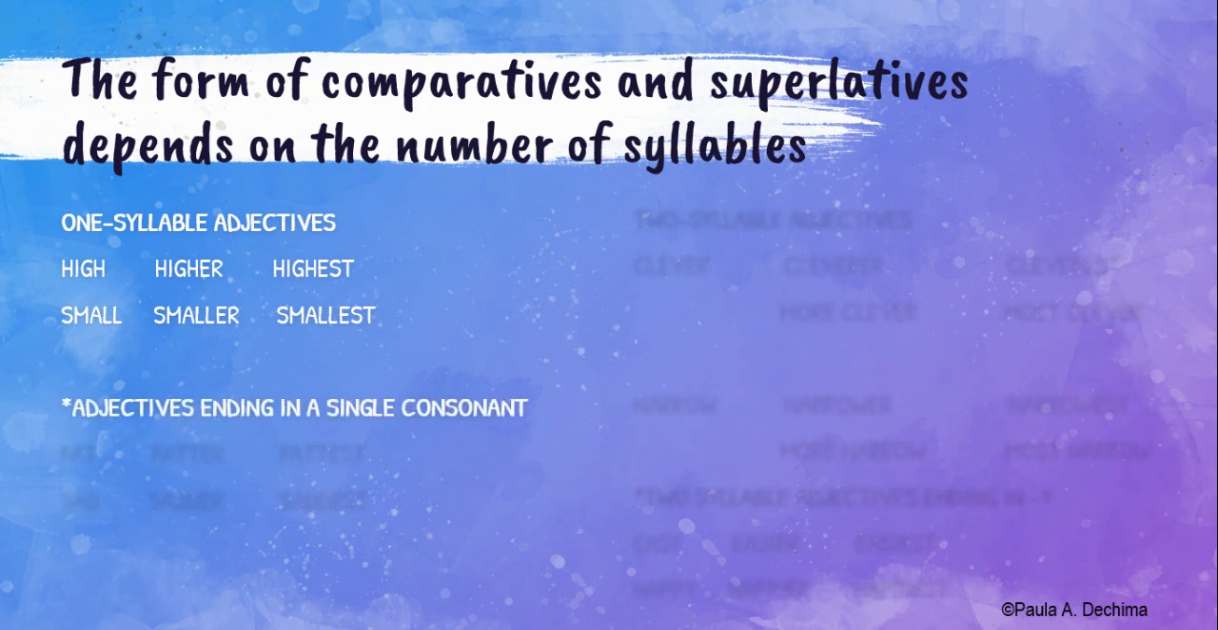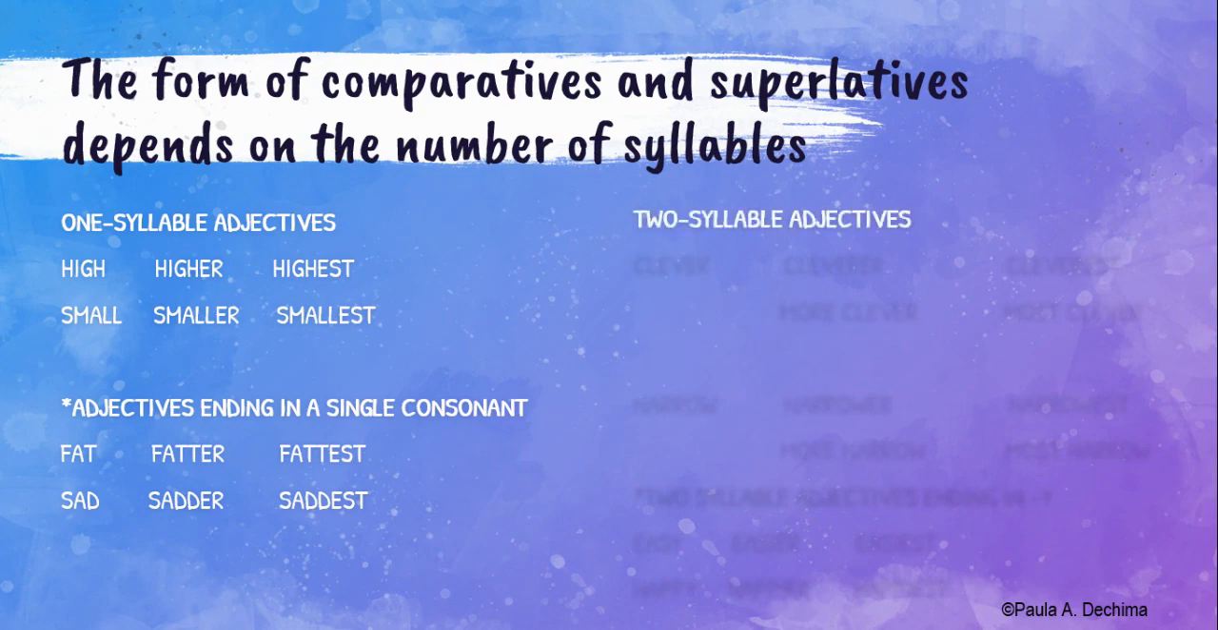We have to be careful with adjectives ending in a single consonant because that consonant doubles. So, fat, fatter, and fattest goes with double T. Sad, sadder, and saddest goes with double D.